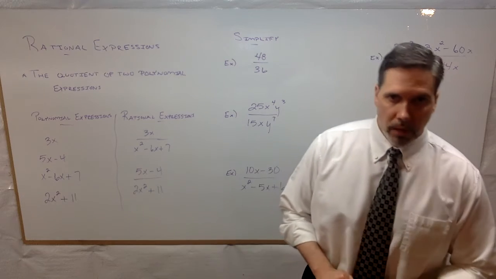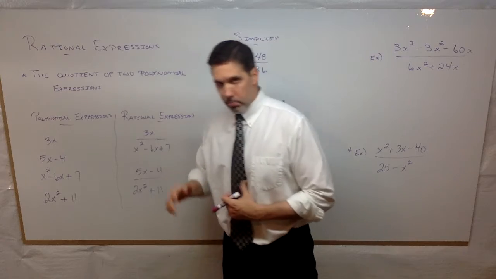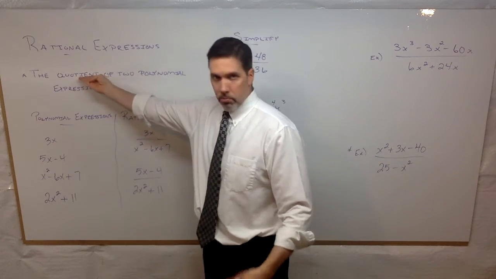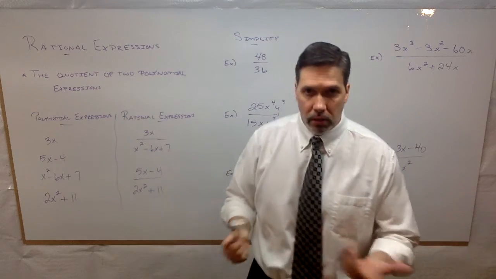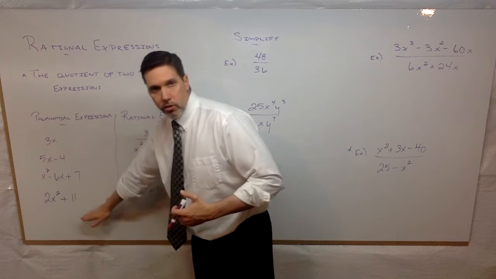Next section has to do with what we call rational expressions. Right? When we speak of a rational expression in algebra, we're referring to what we call the quotient, which means the division. You're dividing two polynomial expressions. Right? So what I have here is polynomial expressions on the left-hand side.